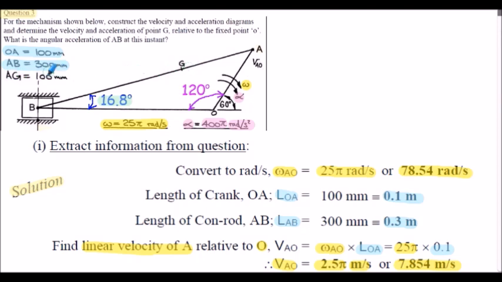Note from the geometry that AG is 100 millimetres, so this length here is 100 millimetres. As length AB is 300 millimetres, G is a third of the way from A along our link AB. So point G is one third of the length of member AB from point A. And that proportion will be used to calculate point G on the velocity vector diagram and the acceleration vector diagram.